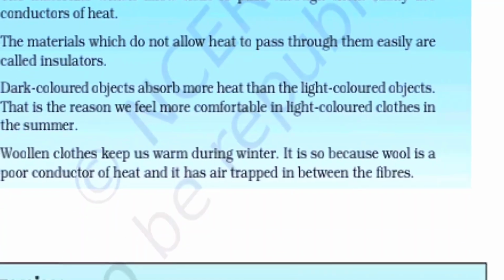Dark objects absorb more heat than light colored objects. This is the reason we feel more comfortable in light colored clothes in the summer. Woolen clothes keep us warm during winter. It is so because wool is a poor conductor of heat and it has air trapped in between the fibers. That's all for this chapter.